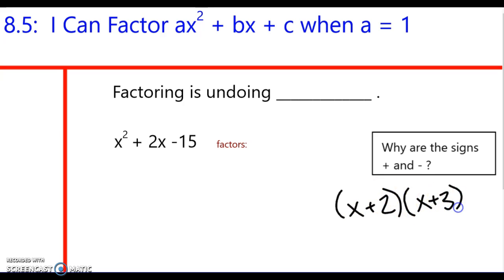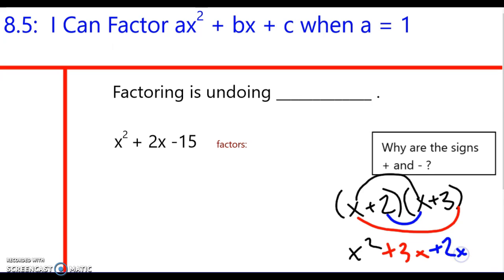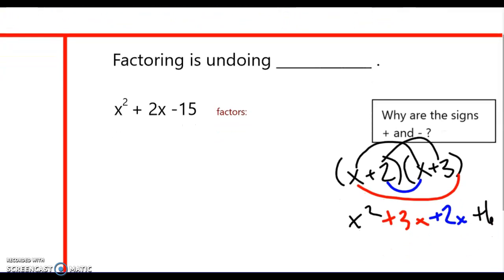So, say for example, I had x plus 2 times x plus 3. Well, in order to put that together, I would take x times x and get x squared. Then I would do x times 3, which would give me 3x. Then I would do 2 times x, plus 2x. And then I would do the end two, so 2 times 3 is plus 6.